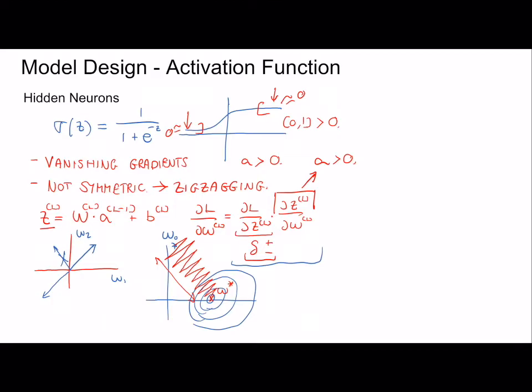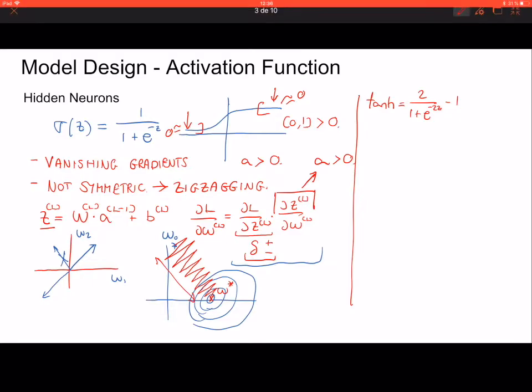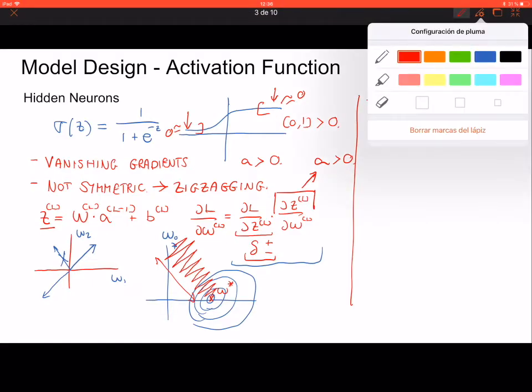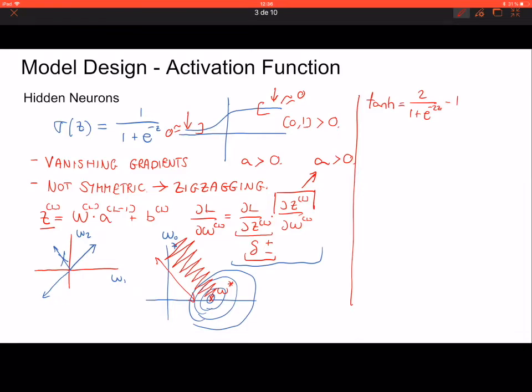All right, let me explain how we can get this function to be symmetric. For that, we use the hyperbolic tangent, tanh. This is written as 2 over 1 plus e to the power of minus 2z, minus 1. And the hyperbolic tangent has this shape.